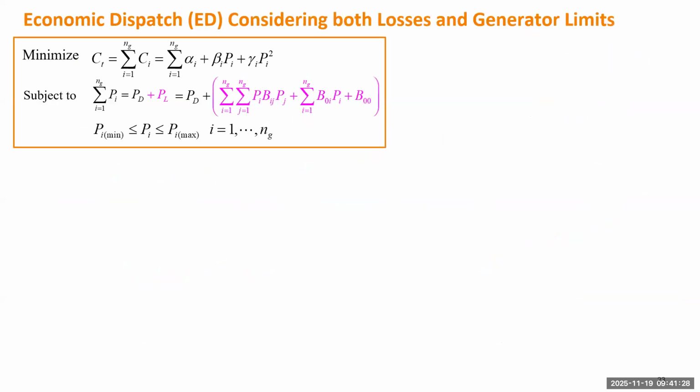Okay, so let's see how we solve this problem. Everything in this pink or magenta color will be about transmission loss. So if you ignore any such thing, it will go back to the formulation for economic dispatch with generator limits, but without losses. So we just add this transmission loss.